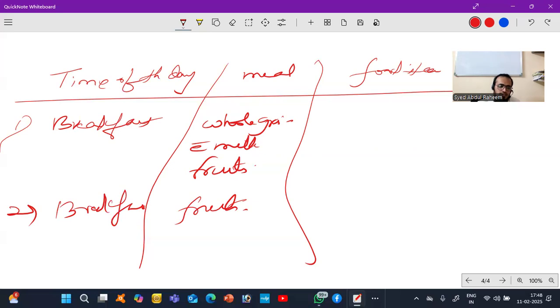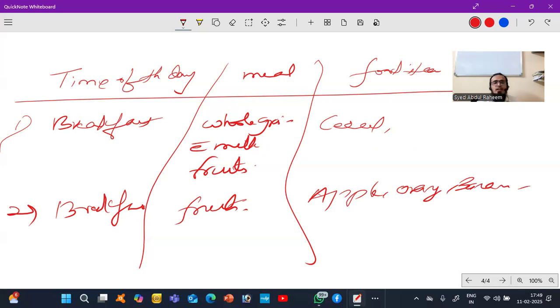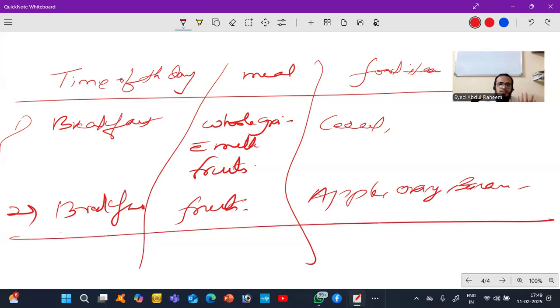You can advise the person. In the whole grains, you have different items like cereals, different types of cereals you can take. Fruits, you have different types of fruits you can take. First, one day apple, orange, banana. Likewise, you can advise the patient. This is the first day.